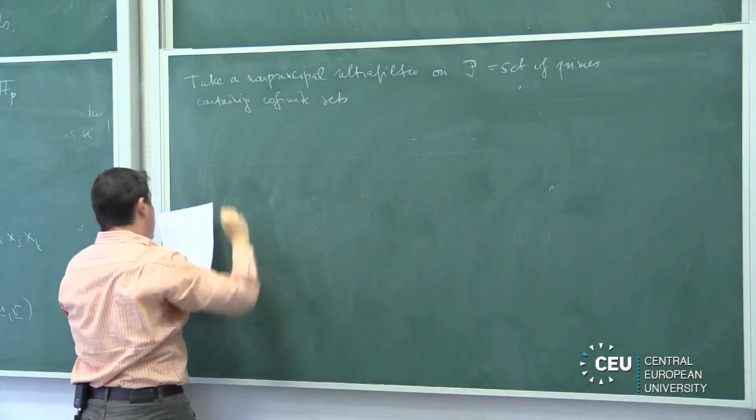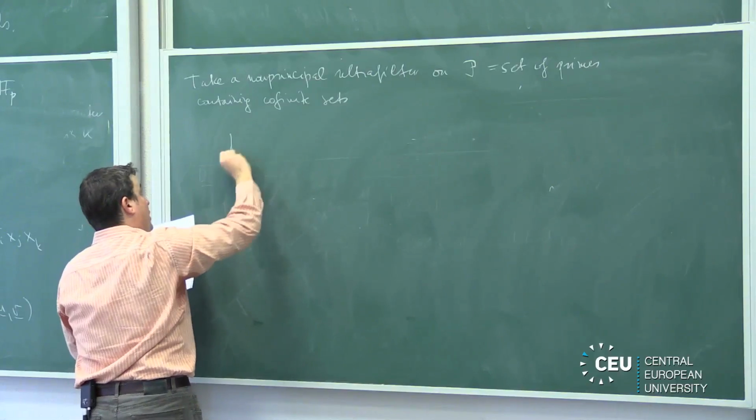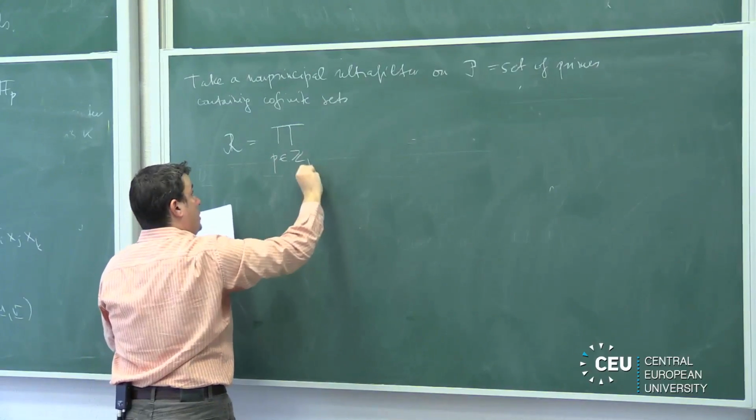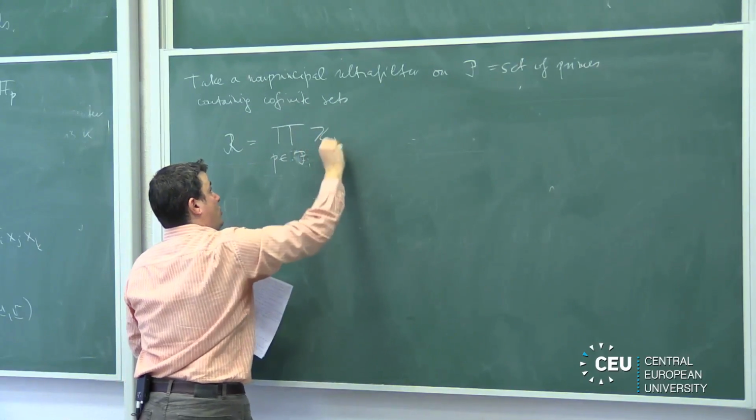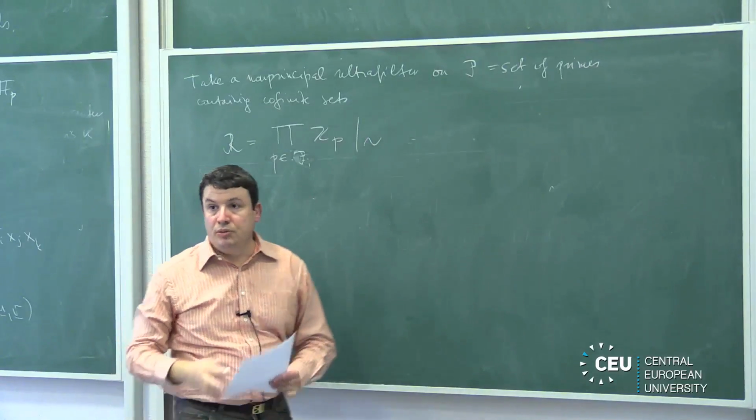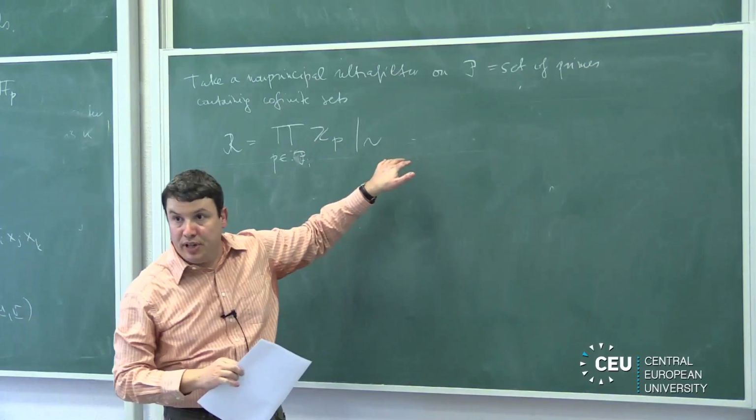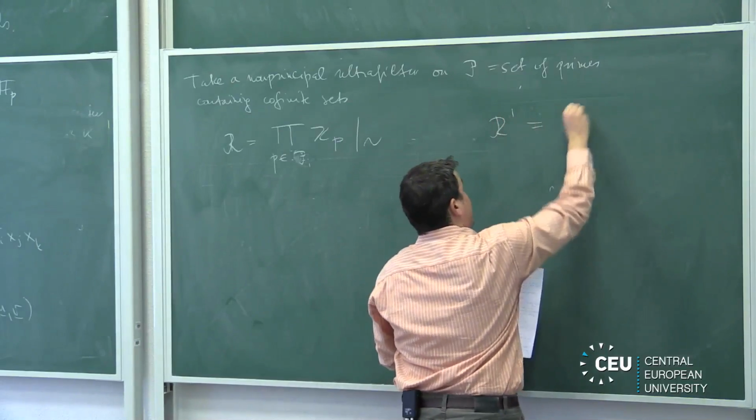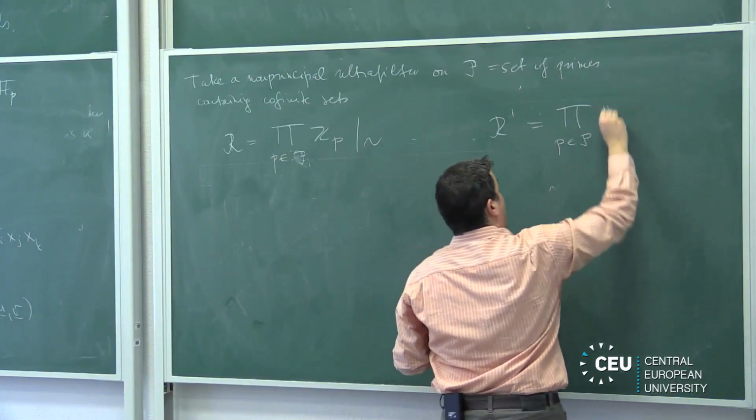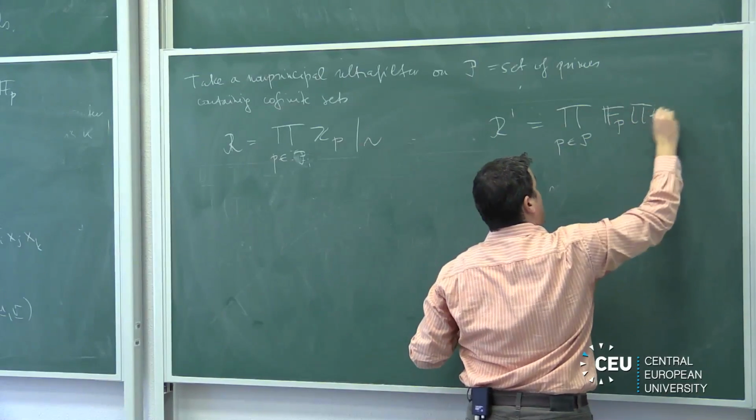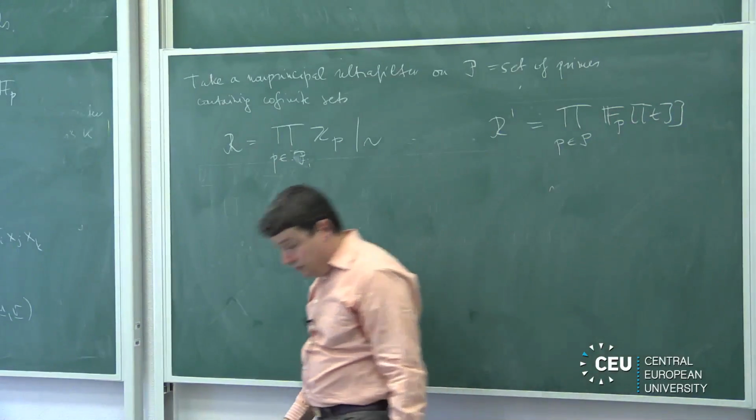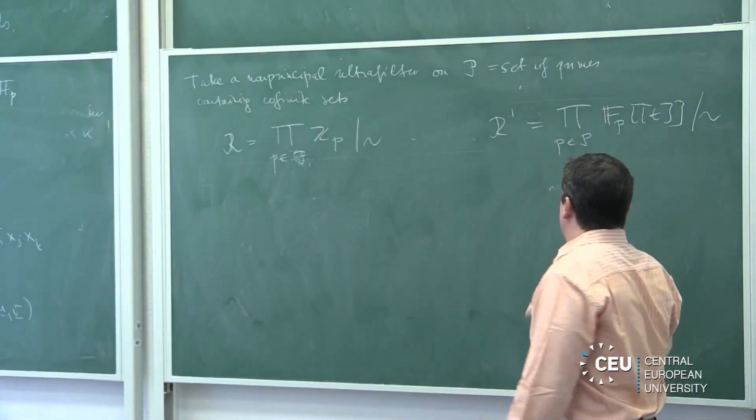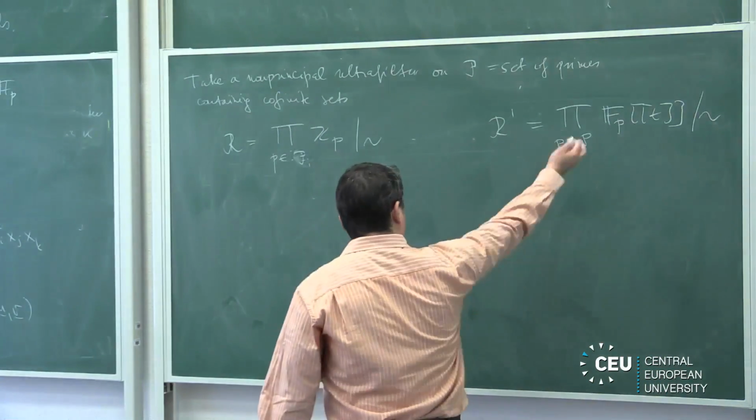And then you take, let's say R, to be the ultraproduct, for p in P, of all Zp modulo this. So this ultraproduct will be a certain quotient of the direct product following this ultrafilter I have chosen. And let's say R prime will be the same thing for the power series ring.